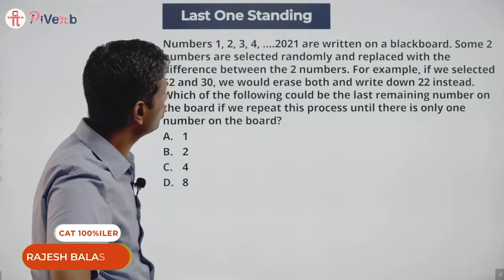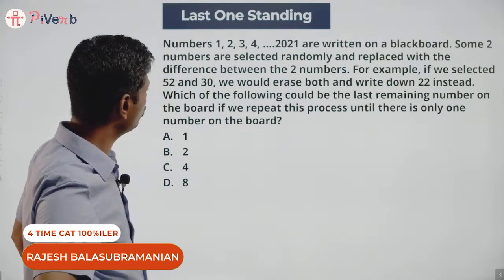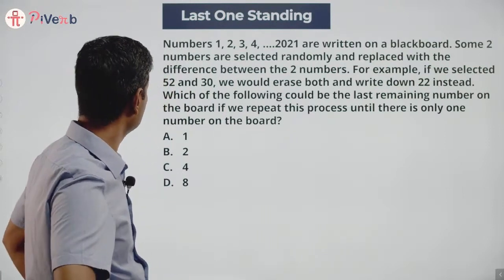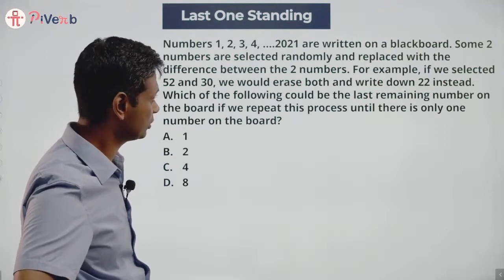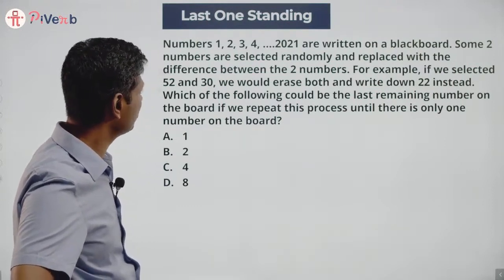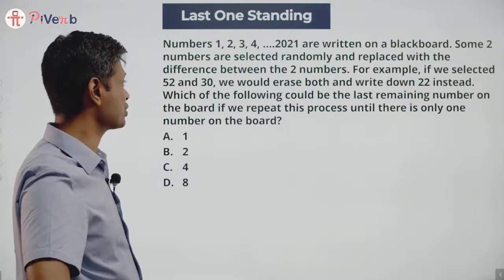1, 2, 3, 4 till 20, 2021 are written on a blackboard. Some two numbers are selected randomly and replaced with the difference between the two numbers. If we selected 52 and 30, we would erase both and write down 22 instead.